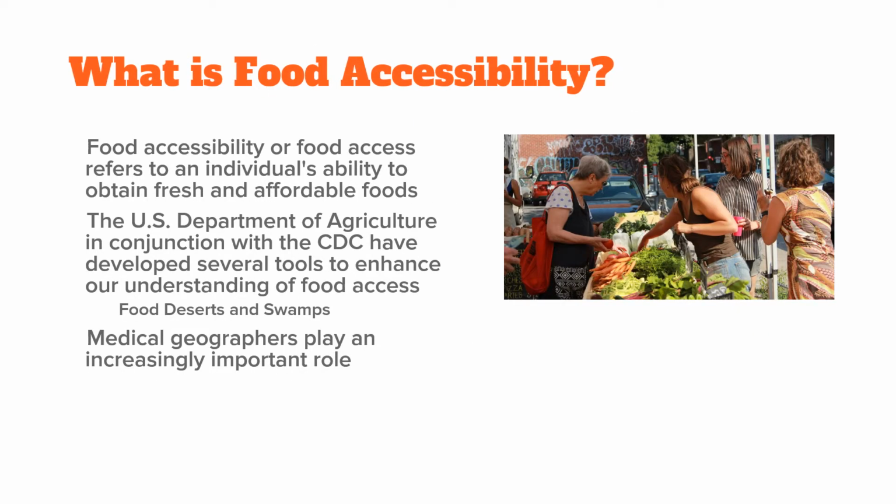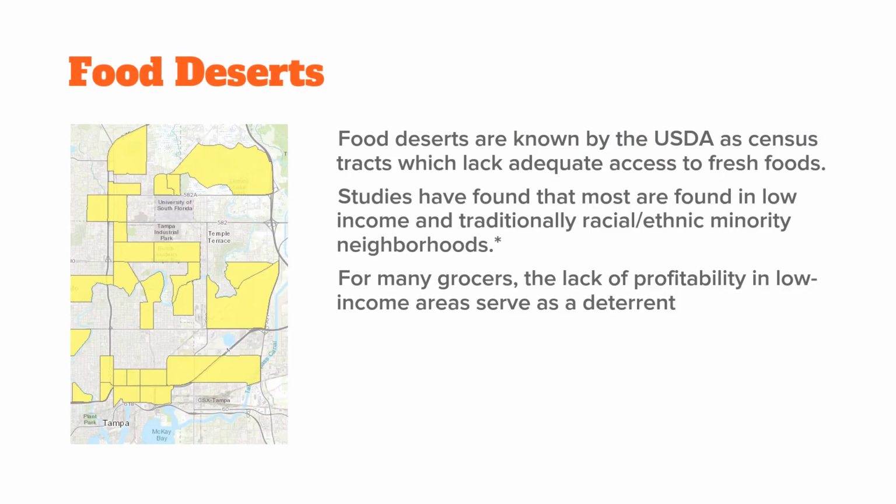So you may be wondering, what is food accessibility? Well, food accessibility or food access refers to an individual's ability to obtain fresh and affordable foods. The U.S. Department of Agriculture, in conjunction with the CDC, has developed several tools to enhance our understanding of food access. Food deserts are known by the United States Department of Agriculture as census tracts which lack adequate access to fresh foods. Studies have found that most are found in low-income or traditionally racial and ethnic minority neighborhoods. And additionally, for many grocers, the lack of profitability in low-income areas may serve as a deterrent.